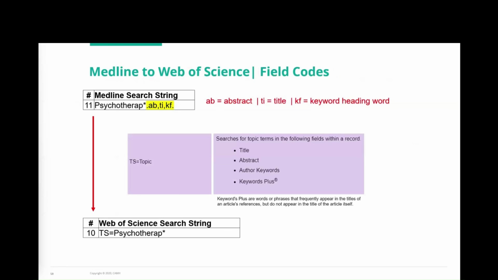Next, we'll translate the field codes. We'll use TS again, since it includes title, abstract, author keywords, and Keywords Plus, which are words or phrases that frequently appear in the titles of an article's references, but do not appear in the title of the article itself.